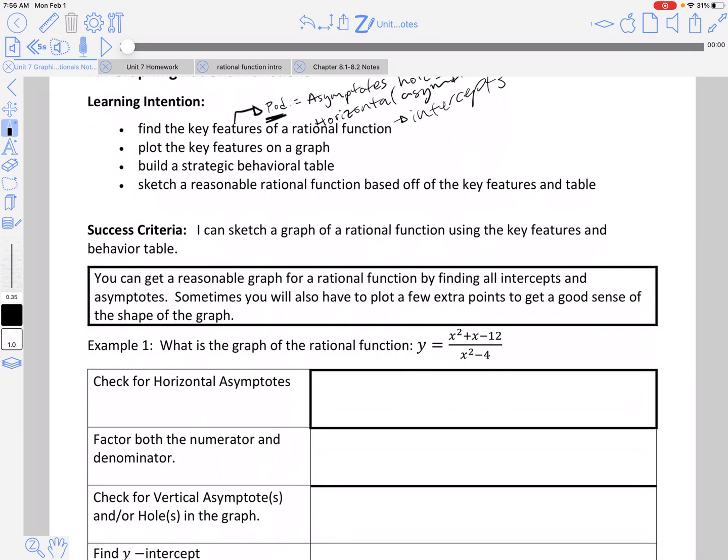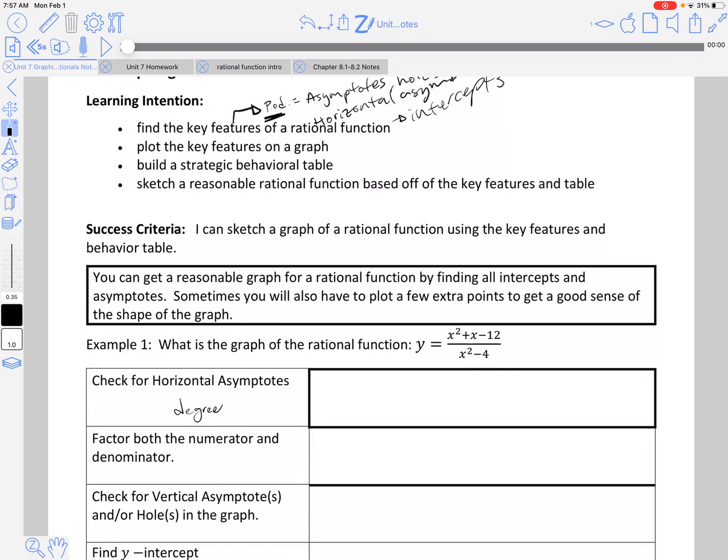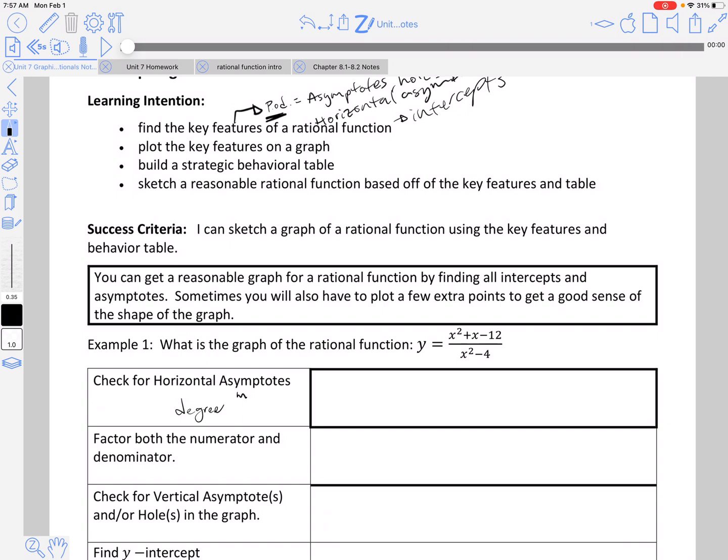Our horizontal asymptote we find from the degree. If you want to write this down, you can, but it is on the previous page. Your m is the degree of the numerator. If your m is less than n, so the numerator's smaller, you're going to have a horizontal asymptote at y equals 0. If your m equals your n, you're going to look at your coefficients, and that will hold your horizontal asymptote. And if m is greater than n, there will be no horizontal asymptote.